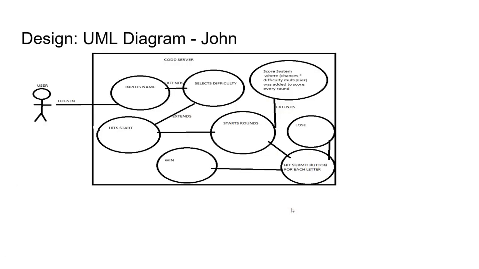And this is the UML diagram that will explain how exactly our game works. You'll have the user. They'll log into the COD server. They'll log into the game, which is on the COD server. The screen starts off with them registering their name. They'll select the difficulty from the radio buttons. Once they hit the start button, they'll start the game.